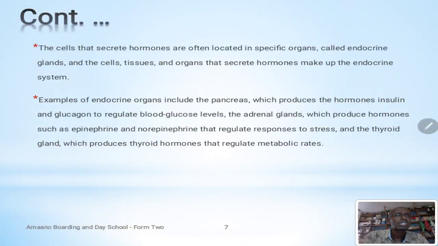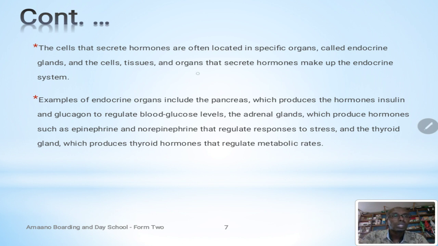The cells that secrete them are often located in specific organs called endocrine glands. Endocrine glands. So inshallah later we will explain the different types of glands in your body. These glands are found either in cells or tissues or organs that secrete hormones and make up the system.